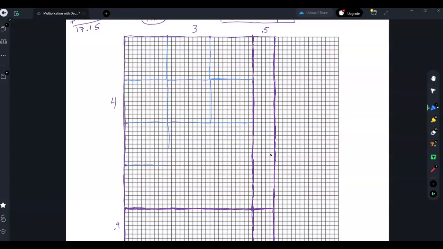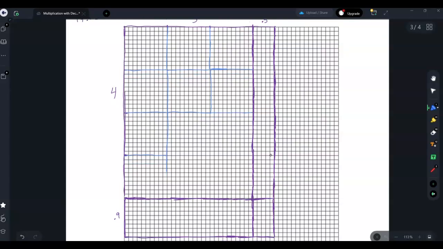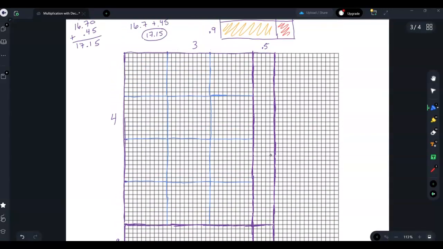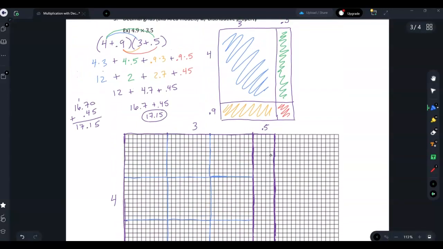When I'm done putting my flats in, what I should be able to do is actually just count how many flats fit. And in this case, that's going to be 12. So each flat is one hole, and I have 12 holes here. So that's where this answer comes from. So this is actually another way, an easier way to do the multiplication, is just to count, right? Count my flats, rods, and units.